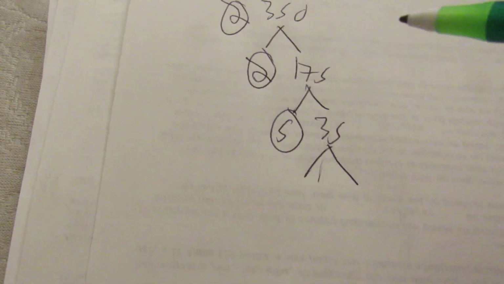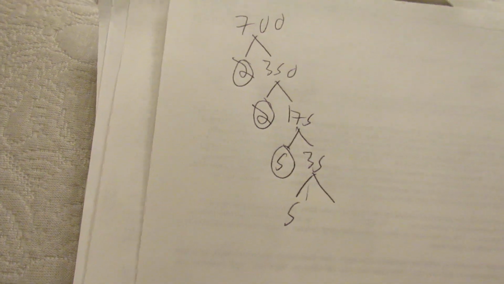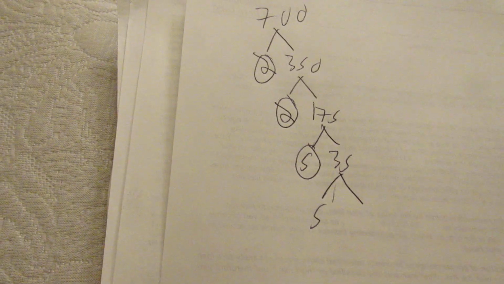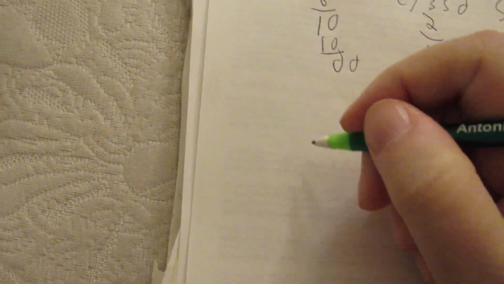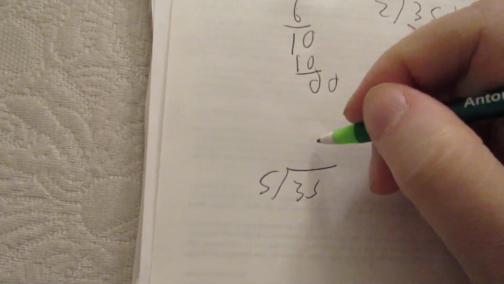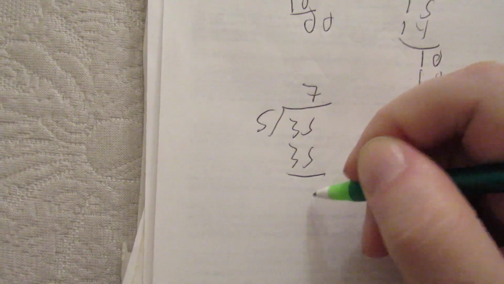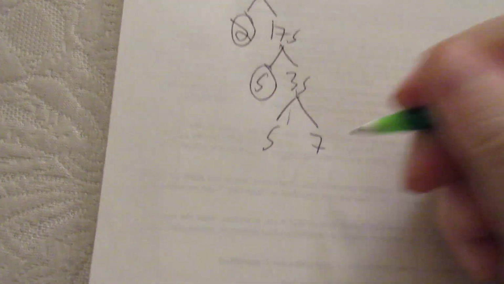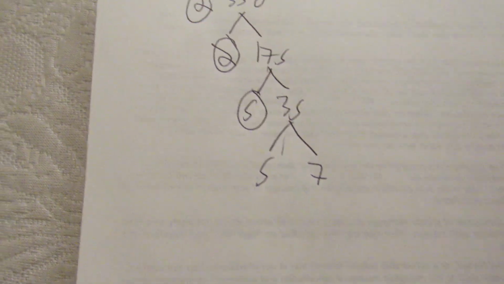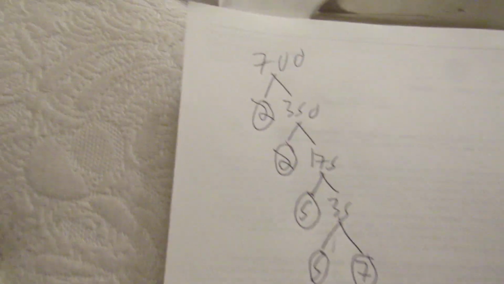And again, 5 will go into 35. 5 divided into 35. 5 goes into 35 7 times. 7 times 5 is 35 with the remainder of 0. So it's 5 times 7. 7 is a prime number, so we can circle the 5 and the 7.